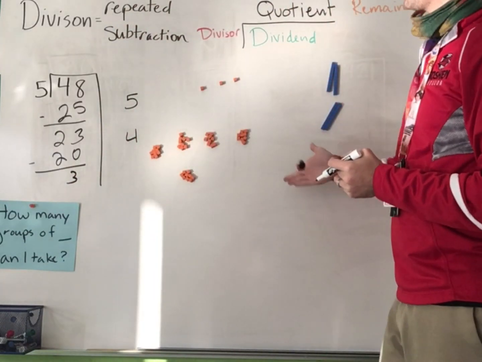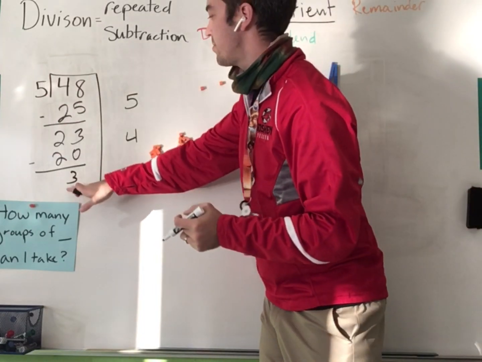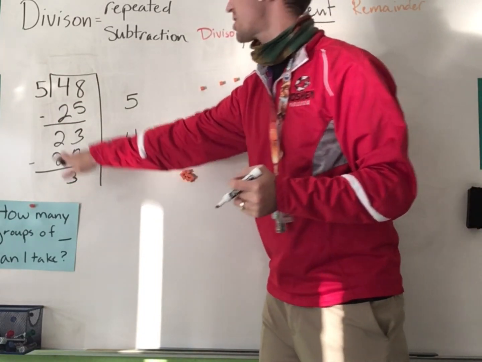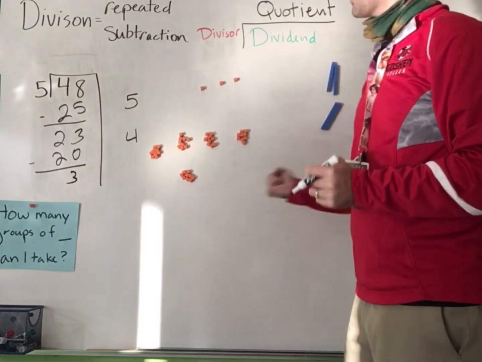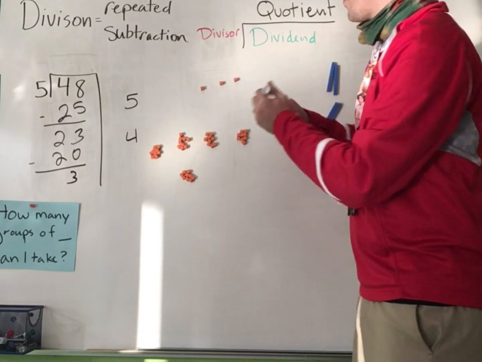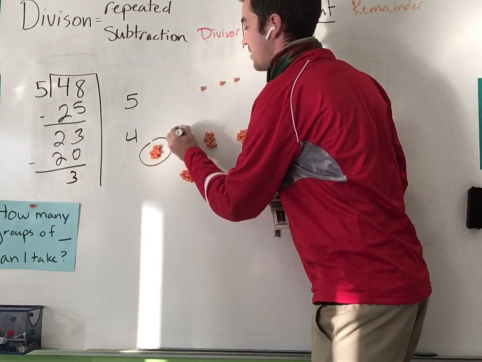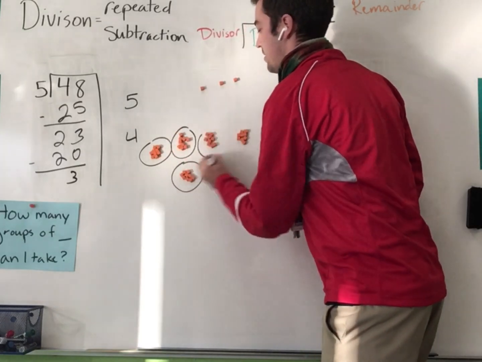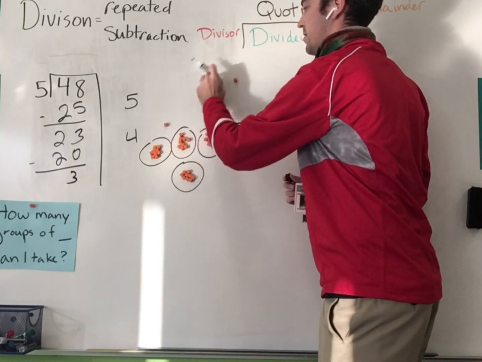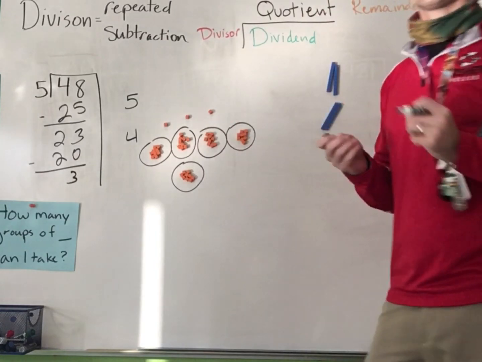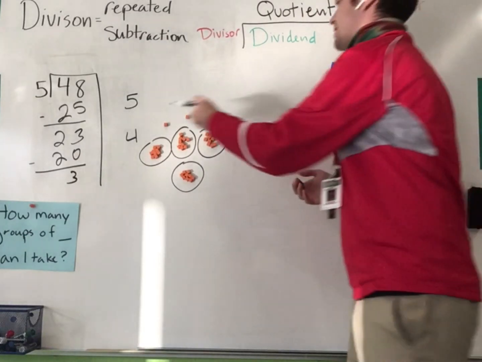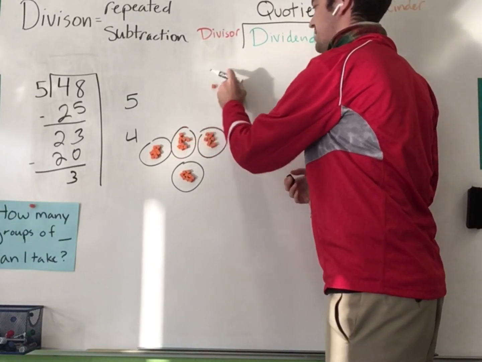Now again, I ask myself, what is my new total? 3. Is my dividend smaller than my divisor? Yes, it is. I cannot put 3 equally into my 5 groups here. And division always has to be equal. So I cannot do that. That's how I know I am done.